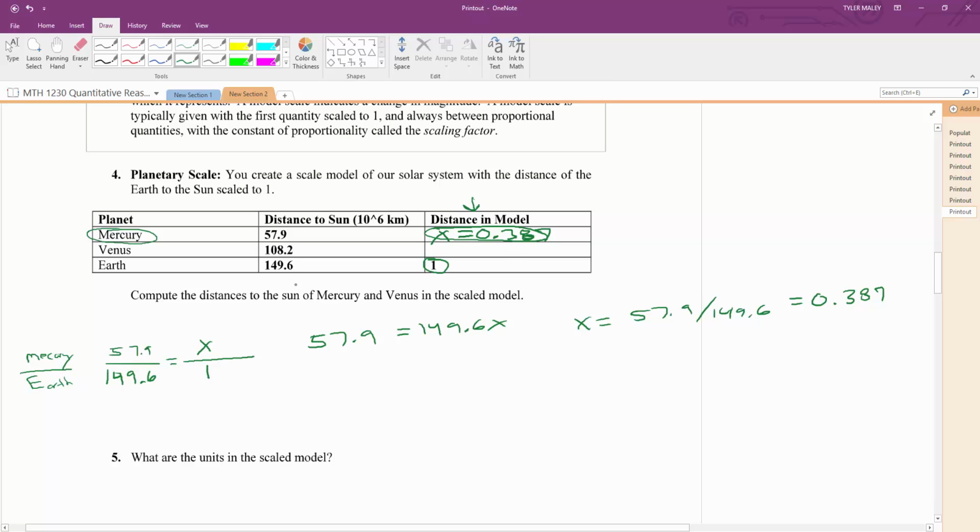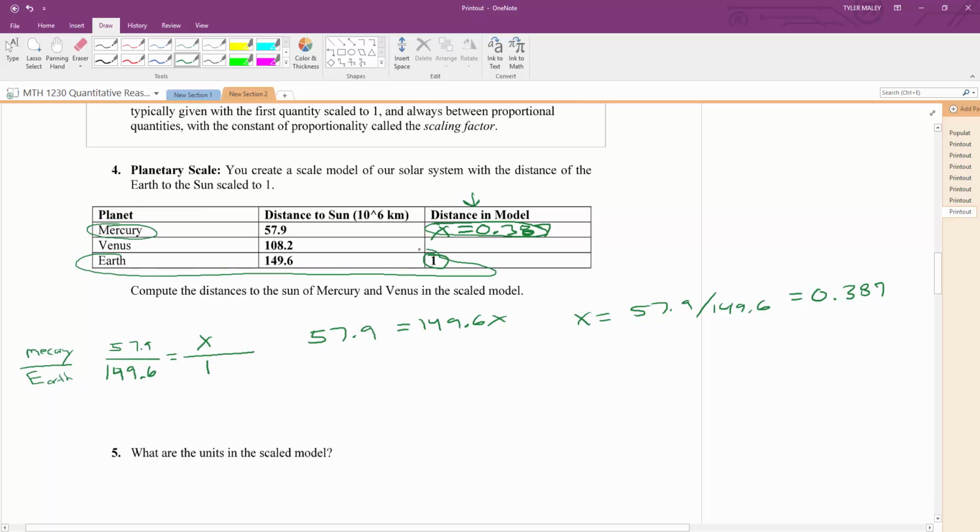Then to do Venus, it's best to use this bottom row every time. The reason being that those are given values to us, whereas this one was rounded. Remember, I've talked about this a lot: we want to avoid using answers that were rounded to find another solution, so that we don't get this big rounding error.